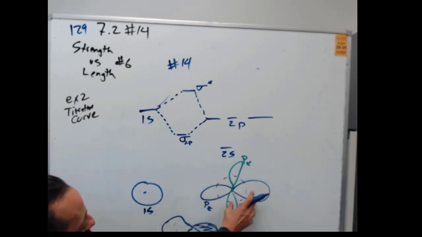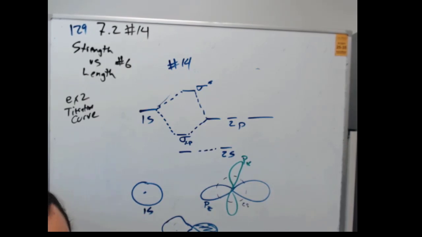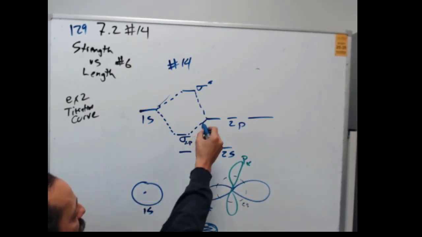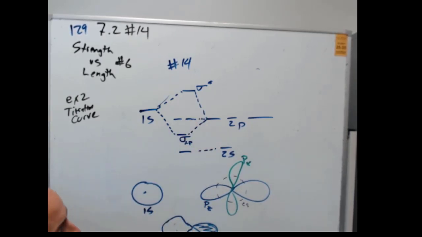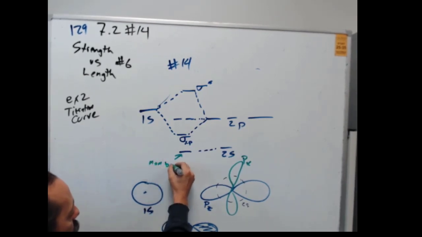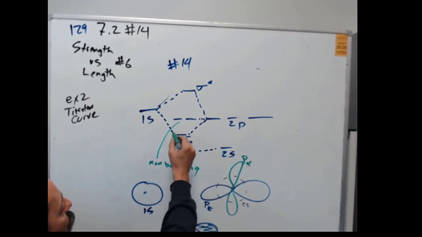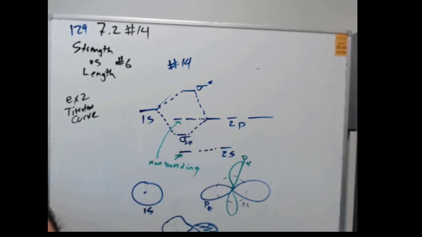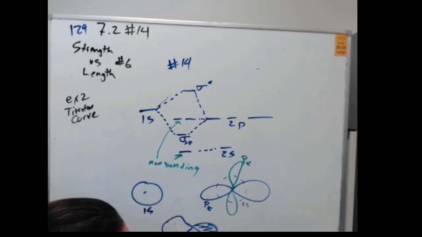My 2s is going to be sitting there not doing anything, not participating in bonding, not doing any anti-bonding. And my px and my py are also not doing anything, not really bonding, not really anti-bonding. We call those situations non-bonding. Again, it's a lot of definitions and a lot of terms.